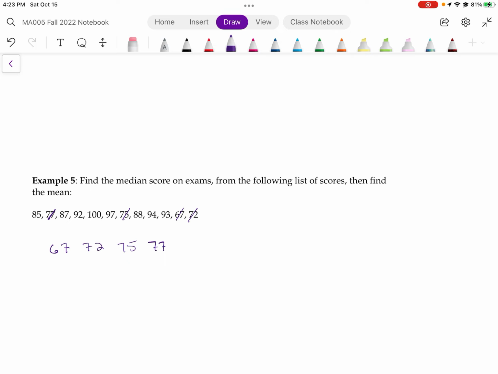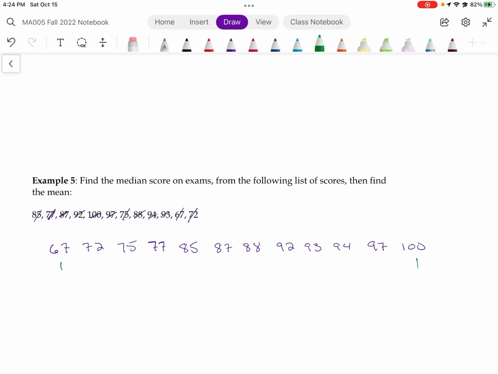77 is the next number up. This is much easier with Excel. 85 is the next one because it'll sort it for you. Then 87 and 88. So 87, 88, 92, 93, 94, and 92, 93, 94, 97, and 100. All right, 97, 100. Okay, so the median.